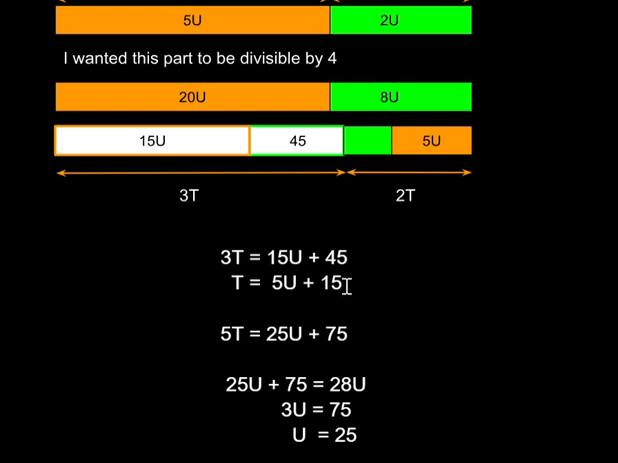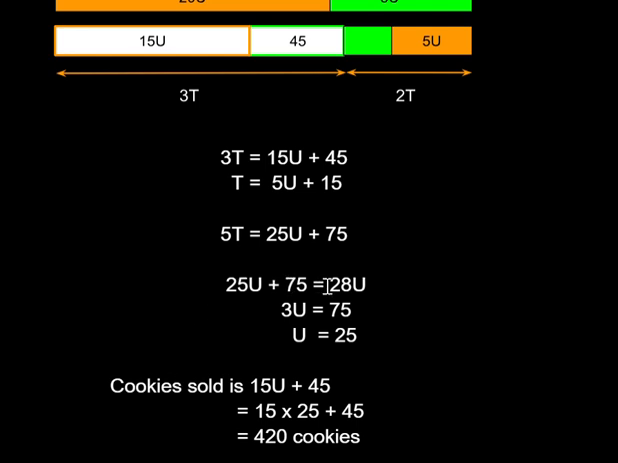Okay? Next, I also know that this whole thing adds up to 3t and 2t, so the total is 5t. So if I know that t is equal to 5u plus 15, 5t will be equal to 25u plus 75. I simply multiply everything by 5. Okay, so now I know this whole thing is 25u plus 75. But the top bar tells me that the whole bar is also equal to 28u. So now I can say 25u plus 75 is equal to 28u. So 3u is equal to 75 and u is 25.